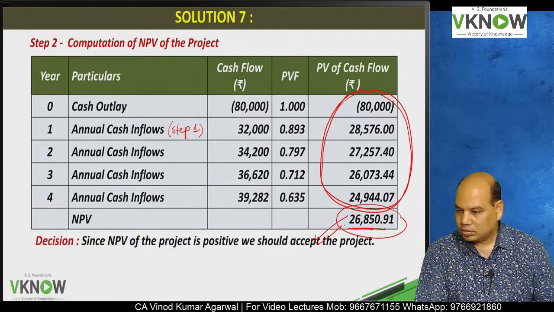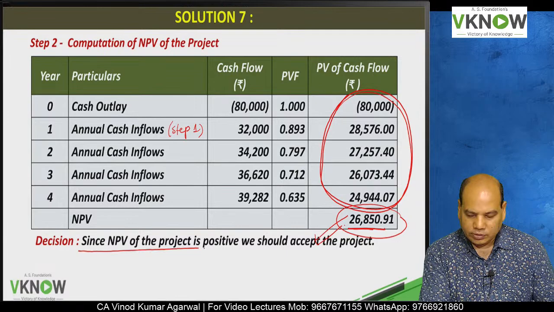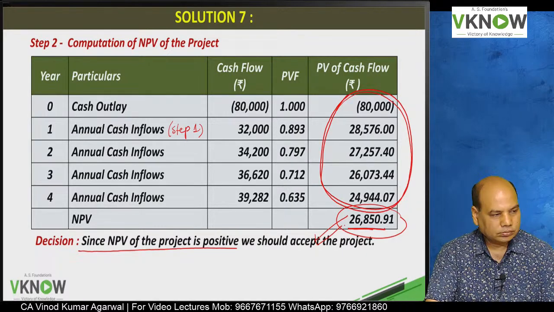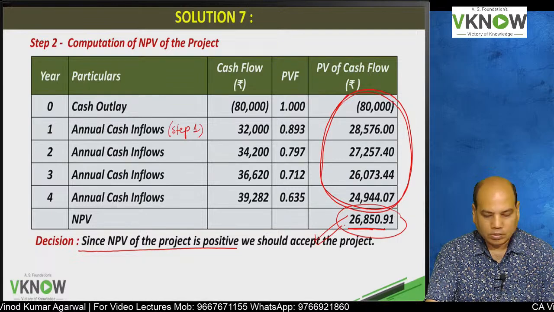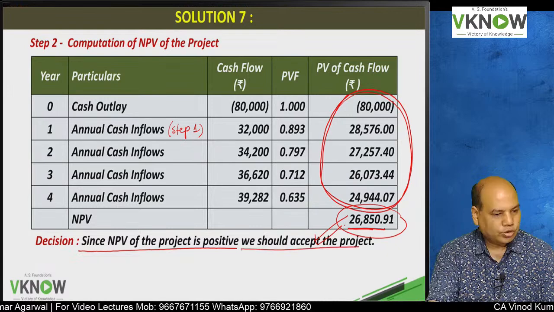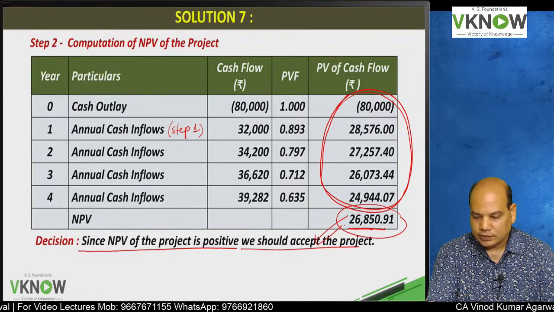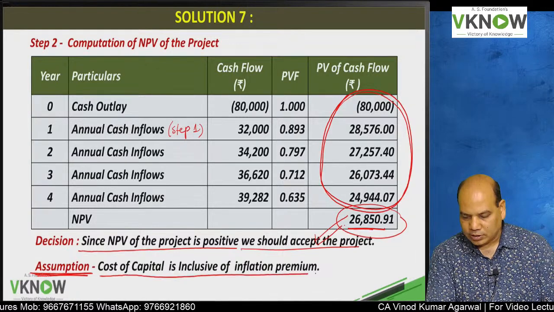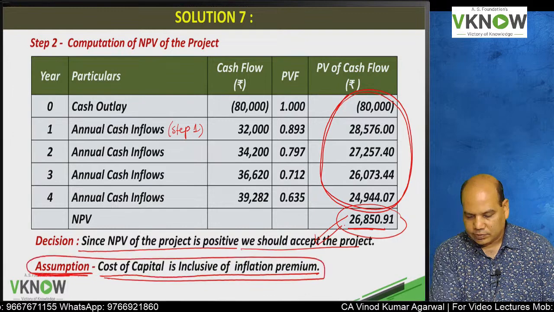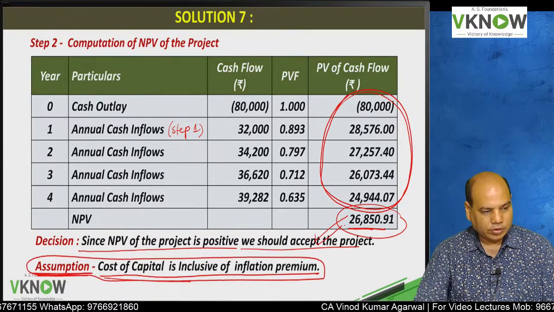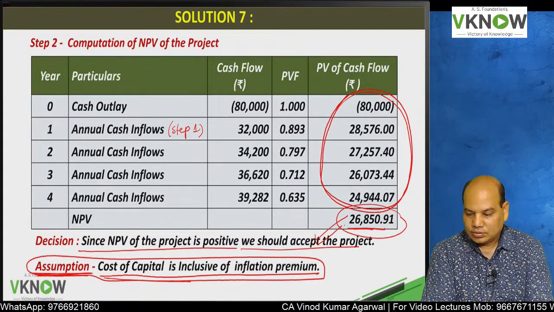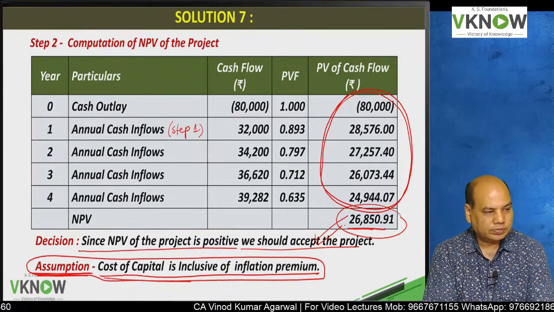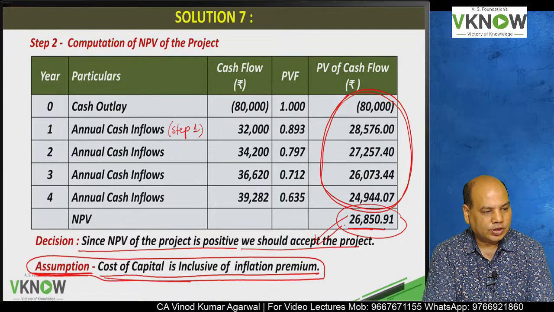Positive. Write down the decision. Since NPV of the project is positive, we should accept the project. Assumption, write down. Cost of capital. This is important, otherwise your answer can be different. Yes, Sajid Khan, you are right, 26,850. Very good. Assumption: cost of capital is inclusive of inflation premium.